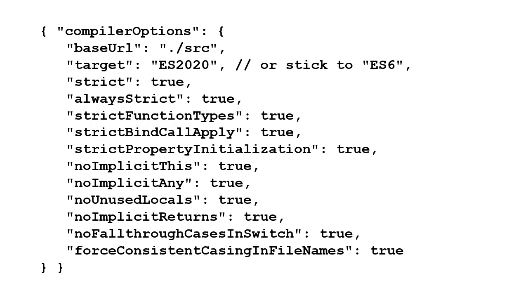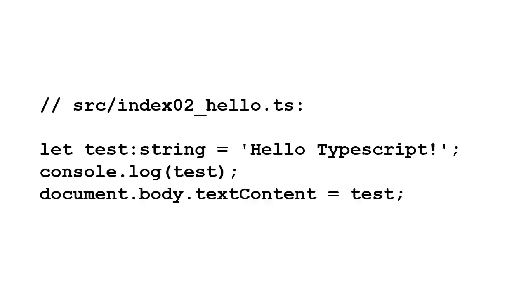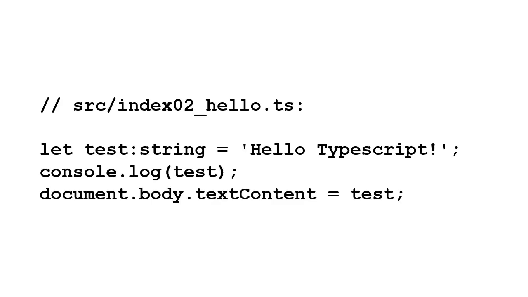And then we will need a tiny sprinkle of source code. We need some definite TypeScript, which you'll put in a subfolder source. So make the directory source, go into it, and then edit this file, index02 hello.ts.